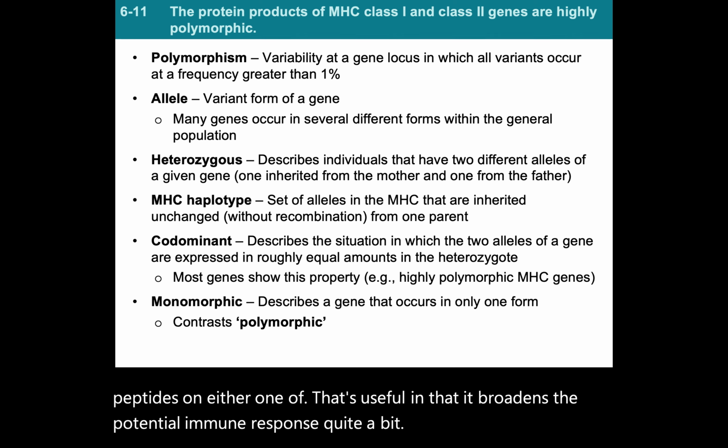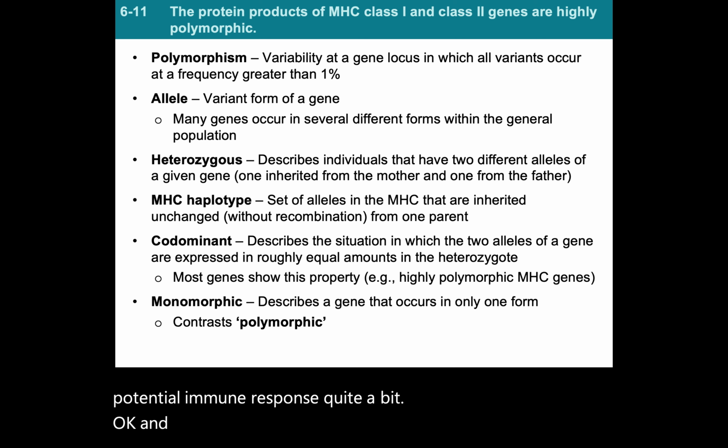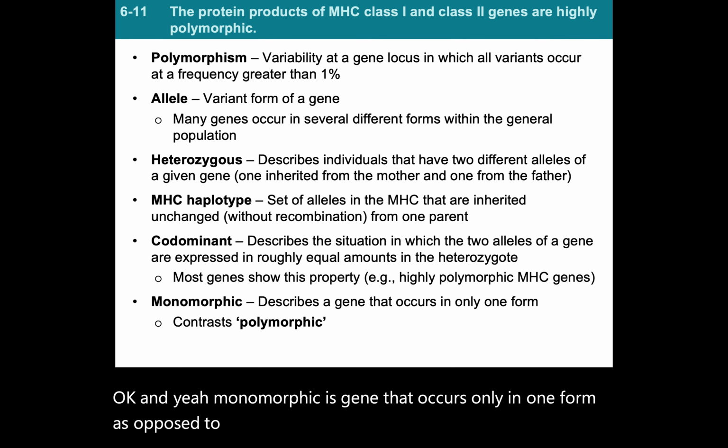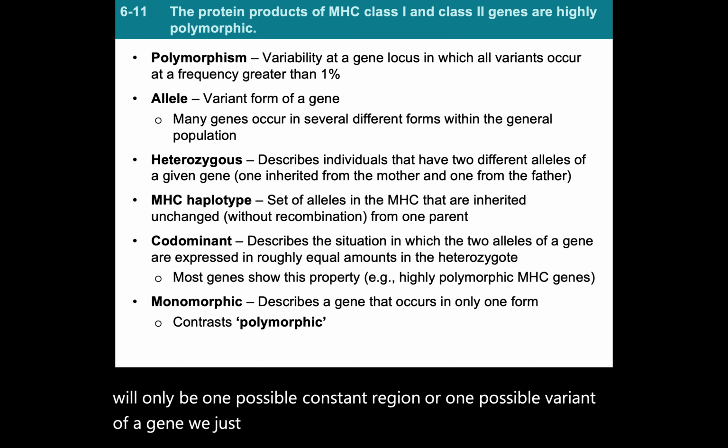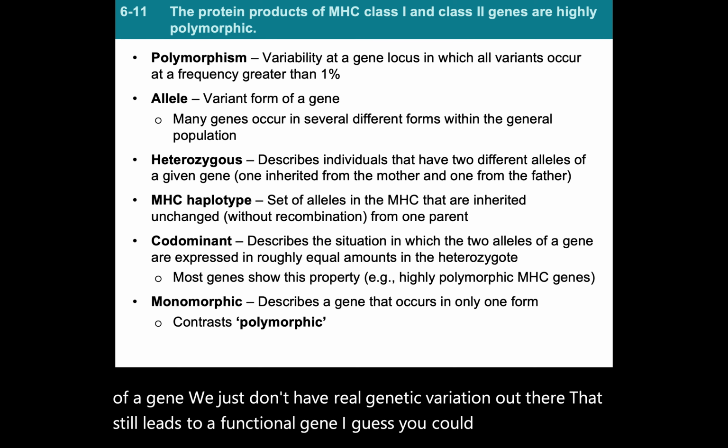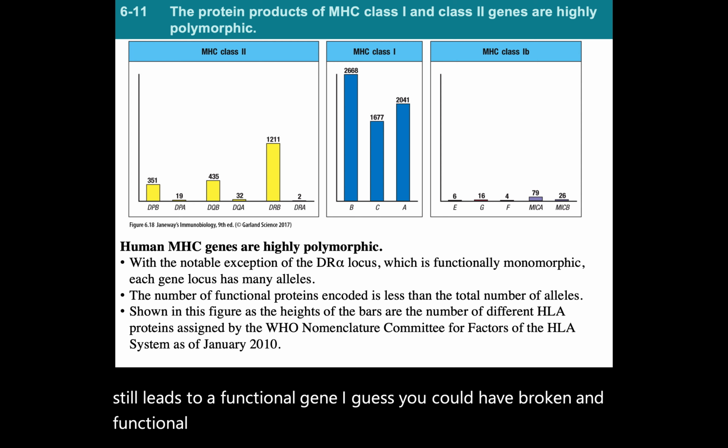Okay. Yeah, monomorphic is a gene that occurs only in one form as opposed to polymorphic. There are some genes where there will only be one possible constant region or one possible variant of a gene. We just don't have real genetic variation out there that still leads to a functional gene. I guess you could have broken and functional genes and still be monomorphic.